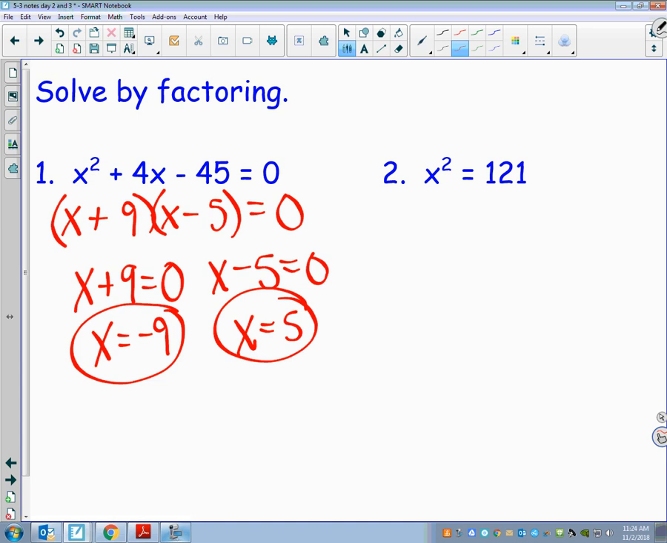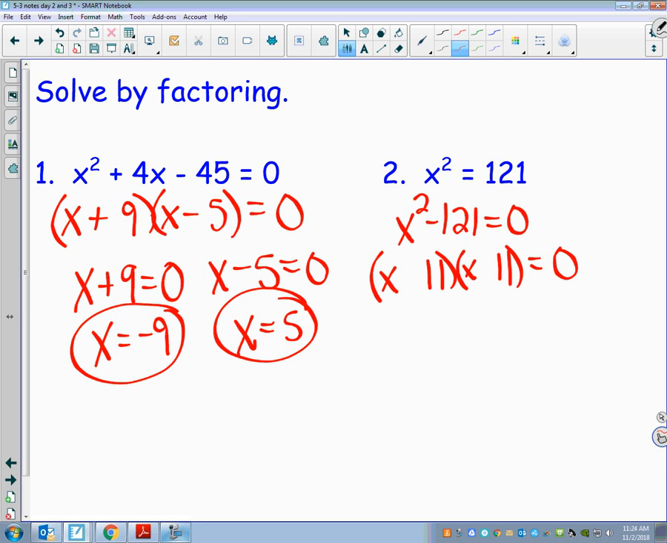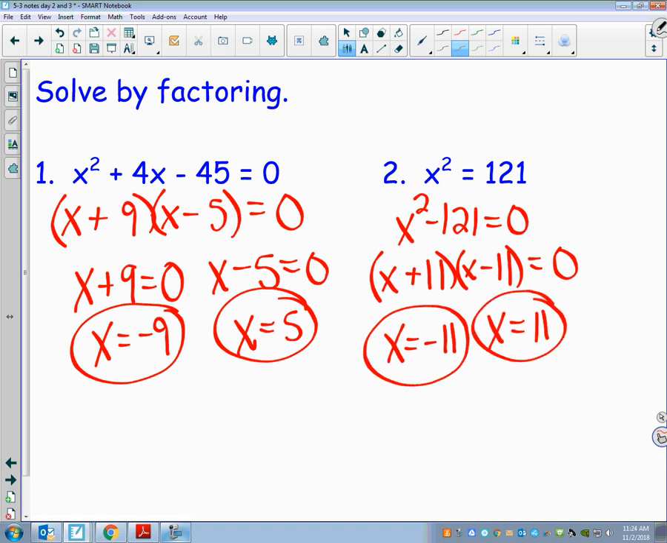If we were going to factor number 2, we would get it equal to 0, right? And then that's just 2 perfect squares. So that's the difference of 2 squares. 121 is the perfect square of 11. And remember, to get nothing in the middle, one has to be a positive and one has to be a negative, which means you're going to get x equals -11 and x equals +11.